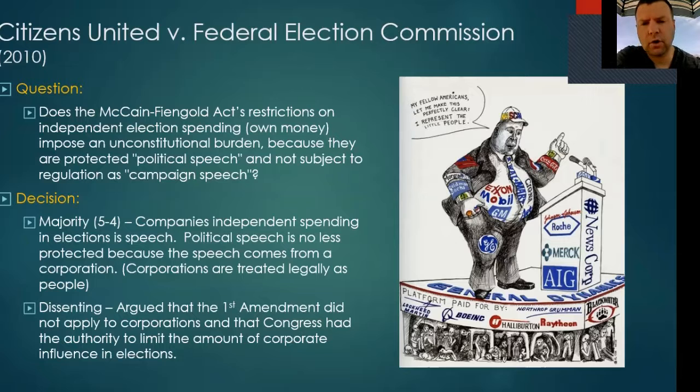The dissenters, of course, argued that the First Amendment should not apply to corporations, only people. So they didn't see corporations as people, and that Congress had the authority to limit the amount of money a corporation would have in terms of influencing an election with millions and millions of dollars. So the dissenters wanted to protect the integrity of elections, but the majority, of course, won. So millions and millions of dollars are spent creating ads for and against political candidates.